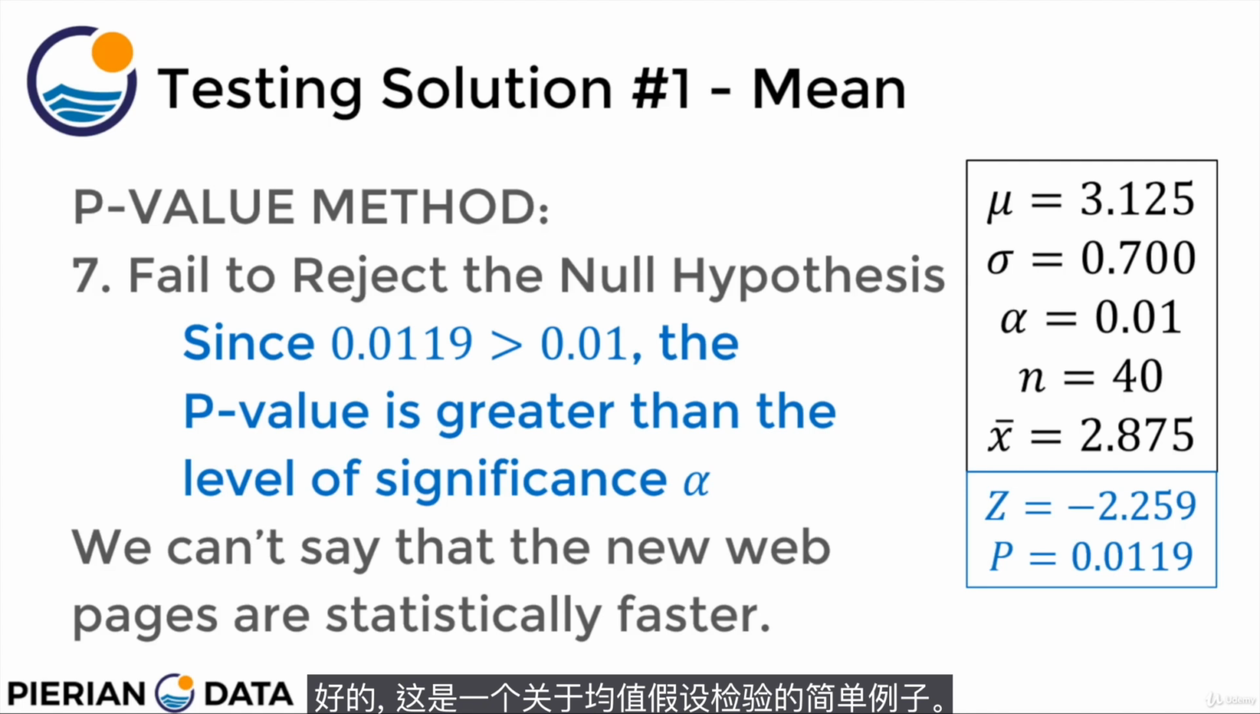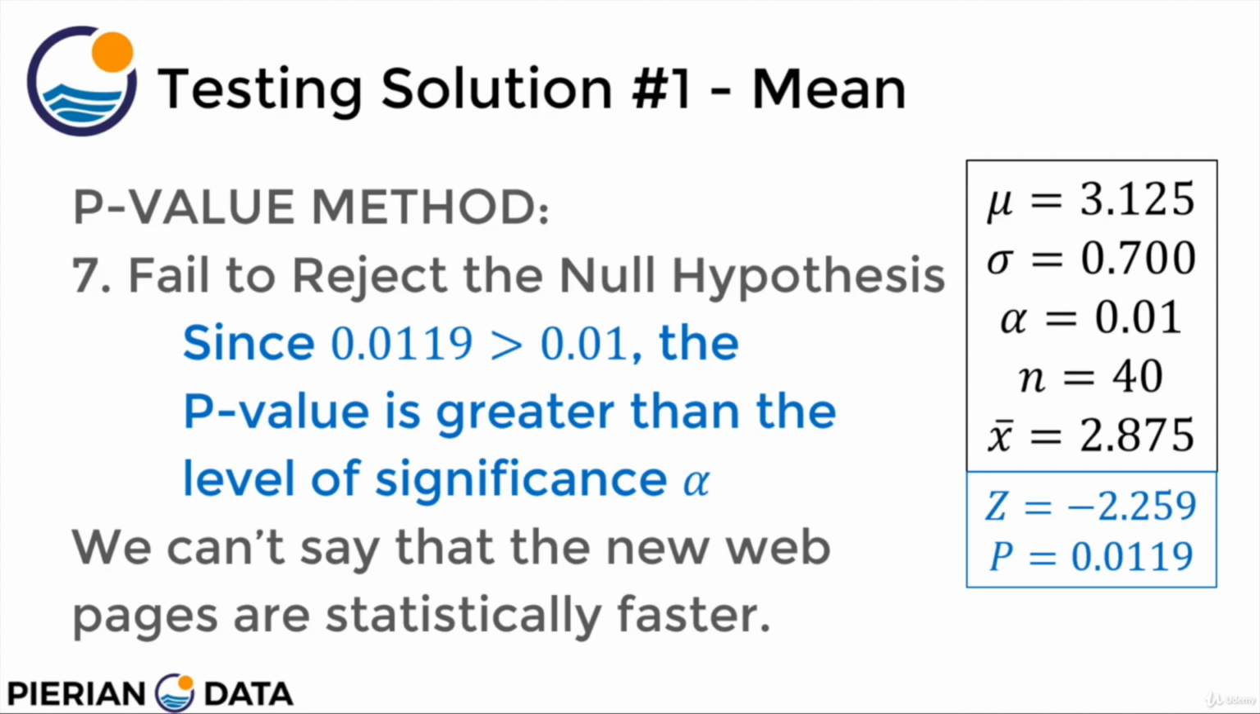Okay, that was a quick example of hypothesis testing for the mean. Now, coming up next, we're going to show you testing for proportions. We'll see you there.